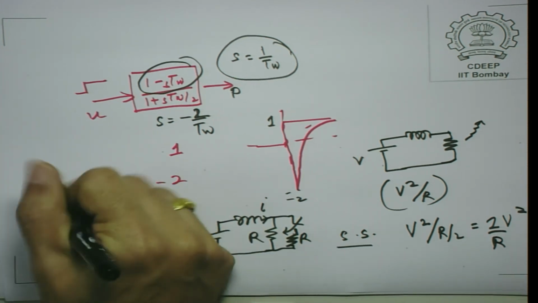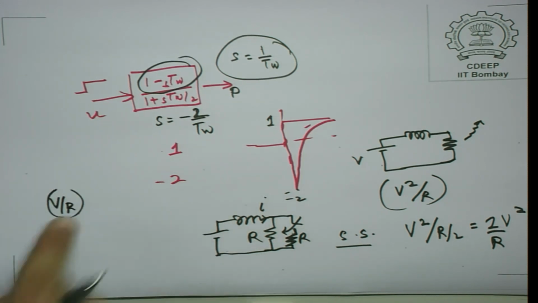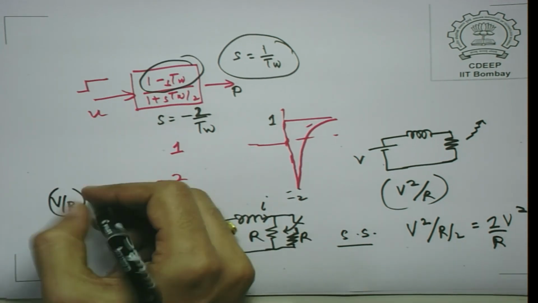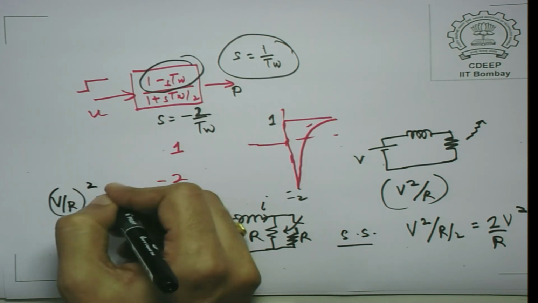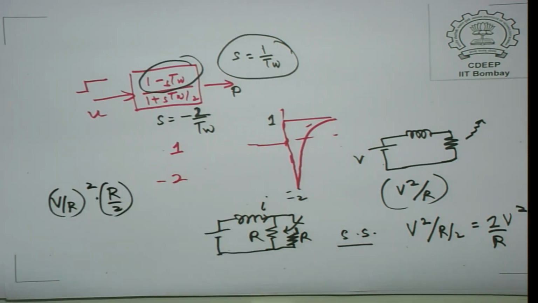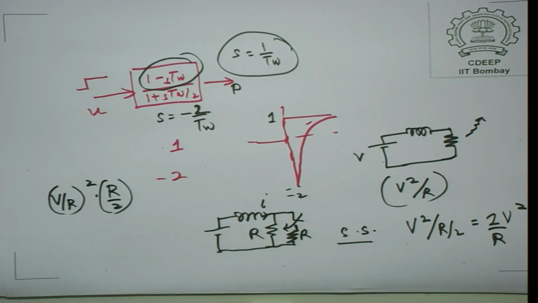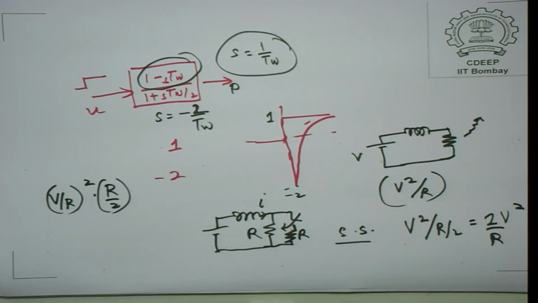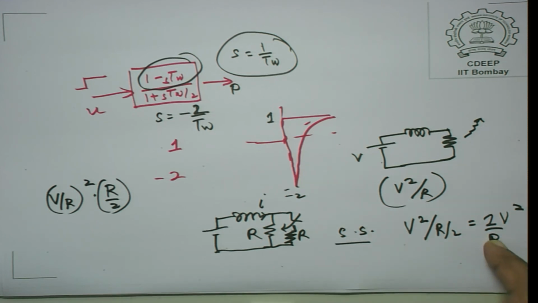The pre-disturbance current is V by R. This current is flowing into a resistance, so I square R comes out to be R by 2. What happens is that the instant you switch this on, the power dissipation in this bank of resistors reduces from its earlier value, that is V square by R, and after some time it becomes twice the initial value.